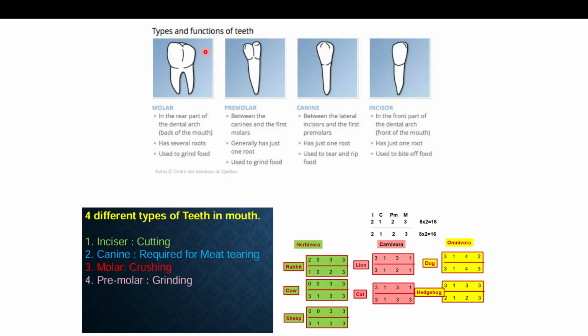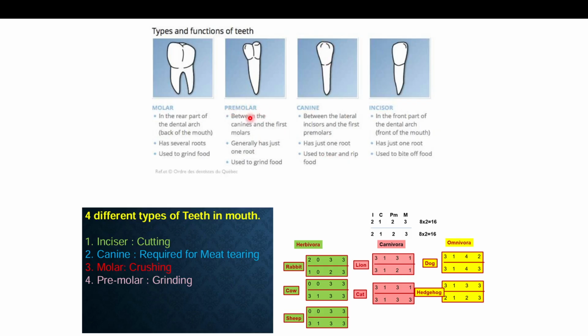And then there are different types of teeth serving different functions. The very first one is the incisor, which in the case of humans, we see directly in front, at the front part of the dental arch, the front of the mouth. It has just one root, and it is usually used to bite off food. Then we have the canine, the sharper ones, right beside the incisors, between the lateral incisors and the first premolars. It also has just one root, and this one should be a little sharper, used to tear and rip the food item apart.